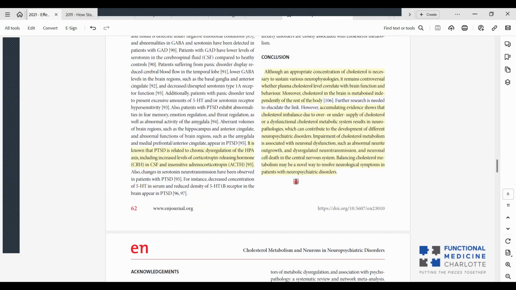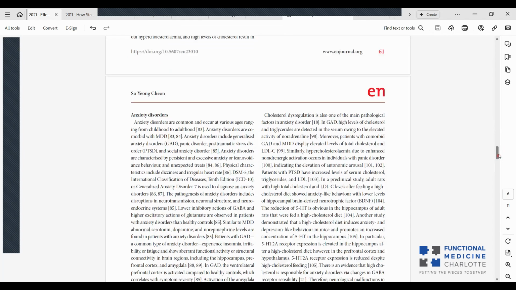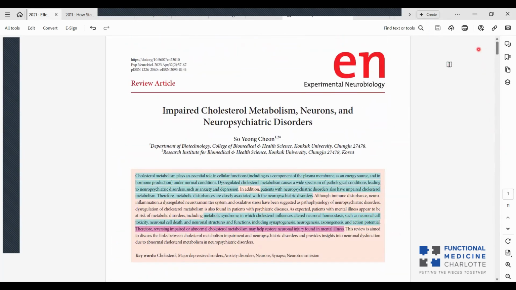And again, we don't have to go all the way to neuropsychiatric disorders. Balancing cholesterol metabolism may be a novel way to help people with learning and memory issues as well that haven't yet been diagnosed with an outright diagnosable disease such as dementia. So cholesterol plays a big role in the brain, and we want it to be Goldilocks, not too high, not too low. Now, as we saw many times, high cholesterol can promote dementia.